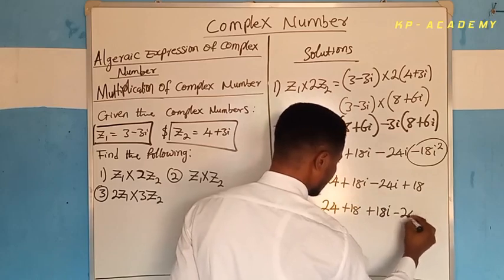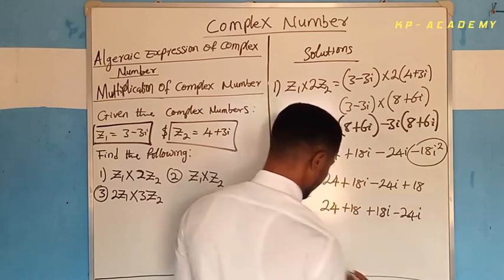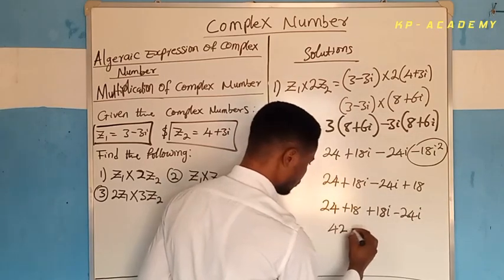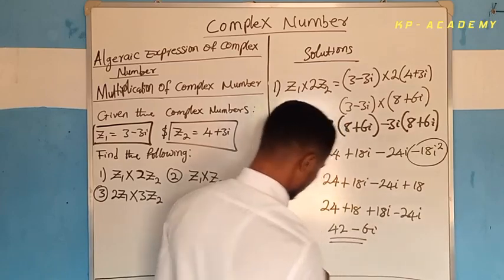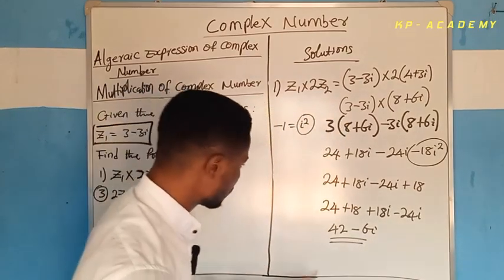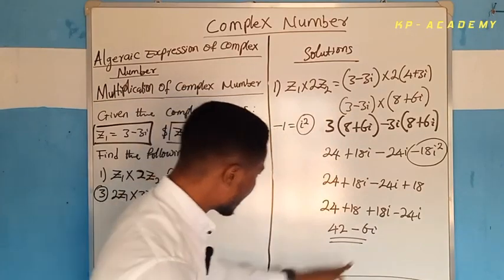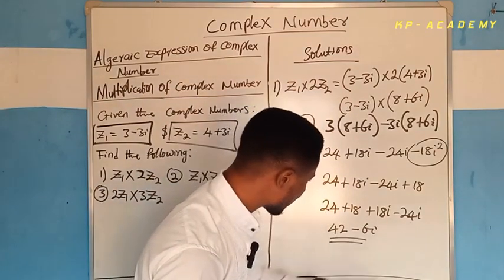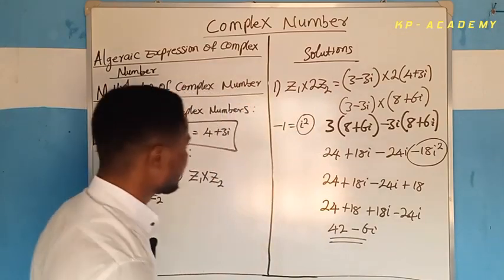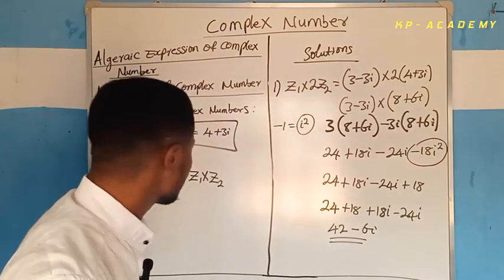So at this point, I can collect my like terms to give me 24 plus 18 plus 18i minus 24i. That gives me 42 minus 6i. So that is the answer in this case. 24 plus 18 gives me 42, and 18i minus 24i gives me minus 6i. Very, very important.